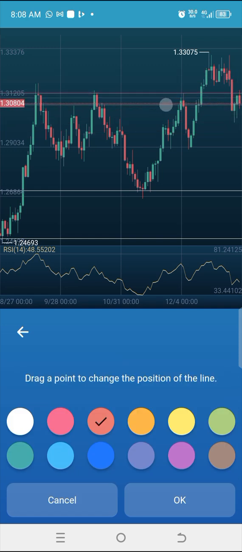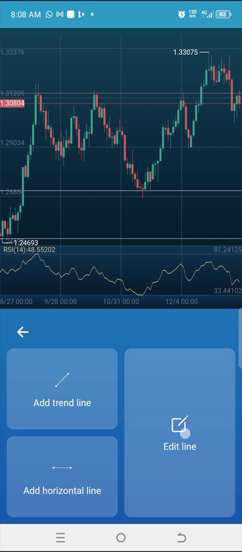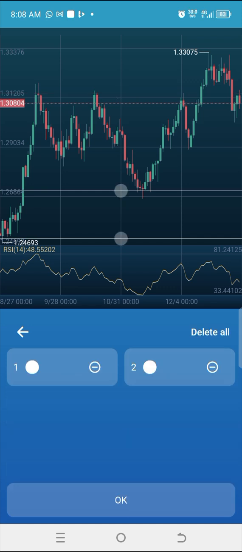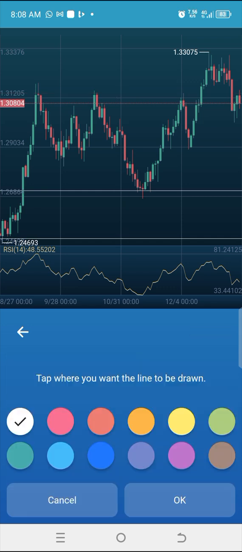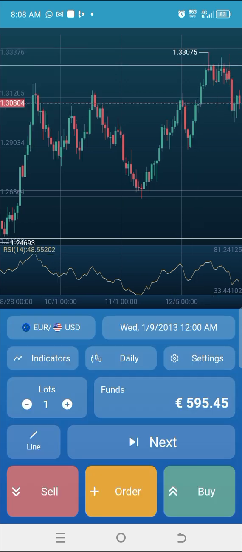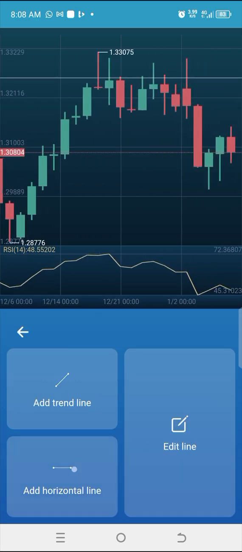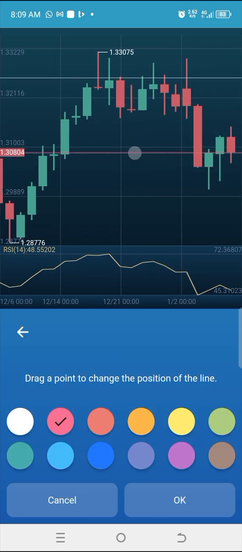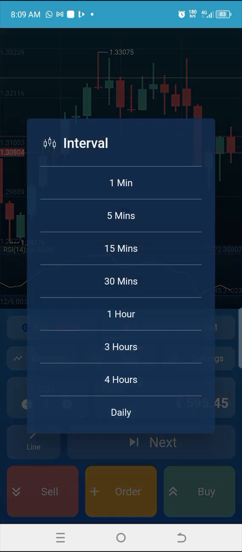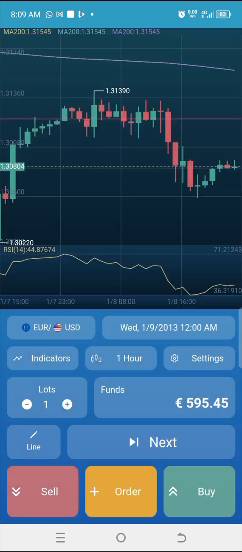So let me eliminate the previous high. Let me put this instead, and put a different color on this one, just to show it, give it more context. Then we go to the daily. The 1 hour.